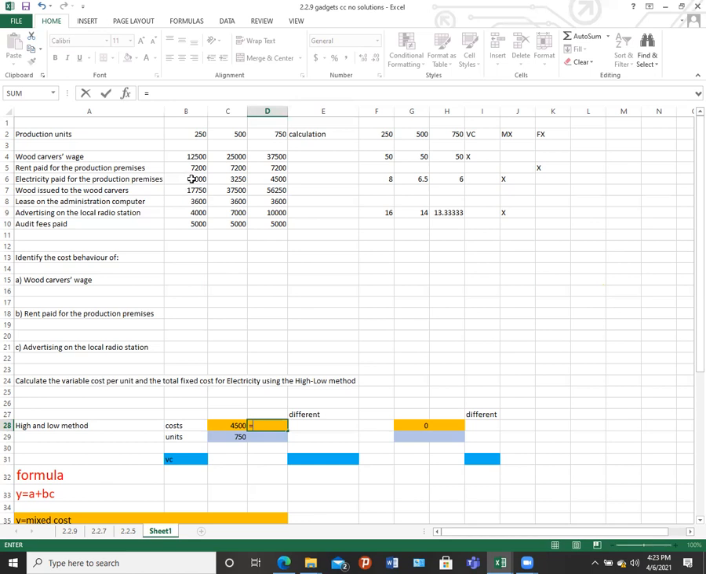Everyone understood, guys? Yes. And no, sir. Sorry? No, sir. I don't understand. Okay, guys. Look at my screen. This formula is the formula to calculate a variable cost per unit under a mixed cost.